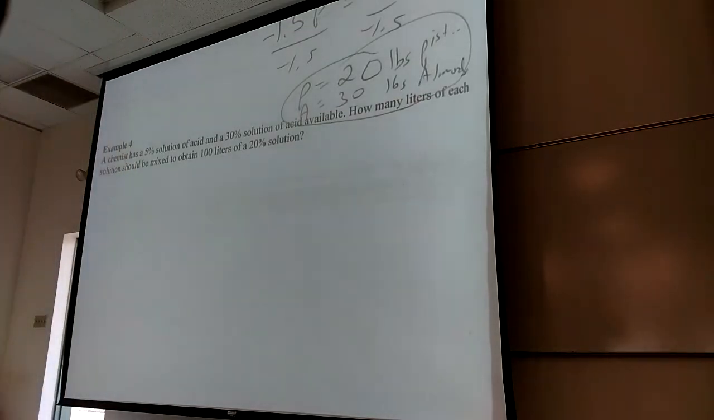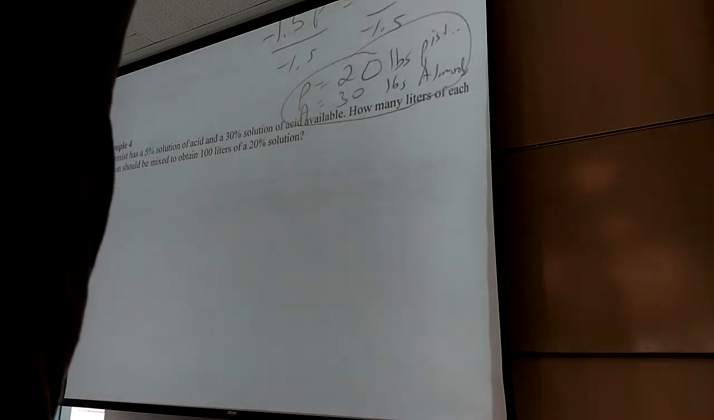How do you find the middle between two numbers? You take the difference and cut it in half, or you just take the average, really. What's 5 plus 30 divided by 2? 5 plus 30 is 35. Divided by 2 is 17 and a half.